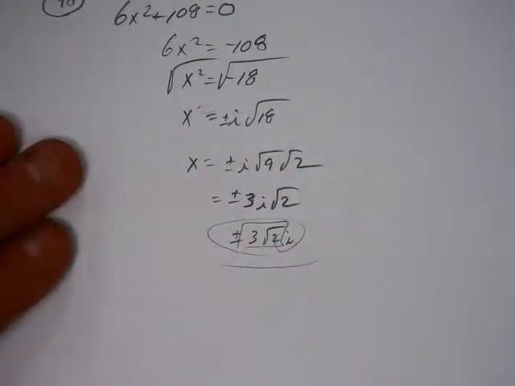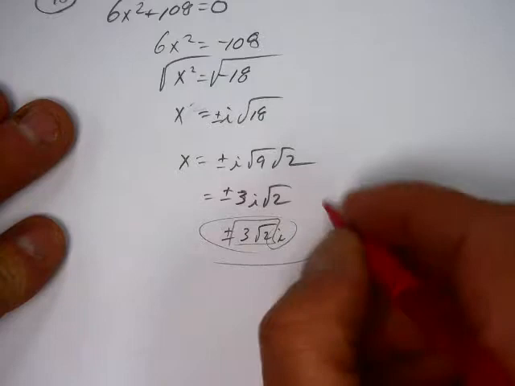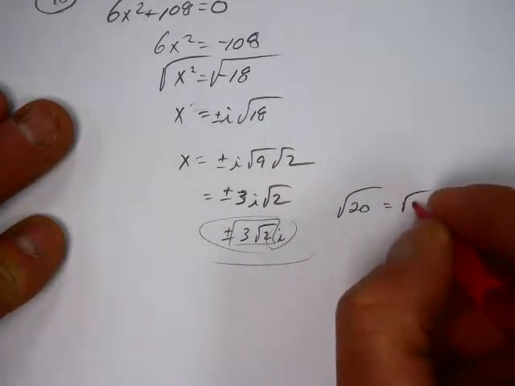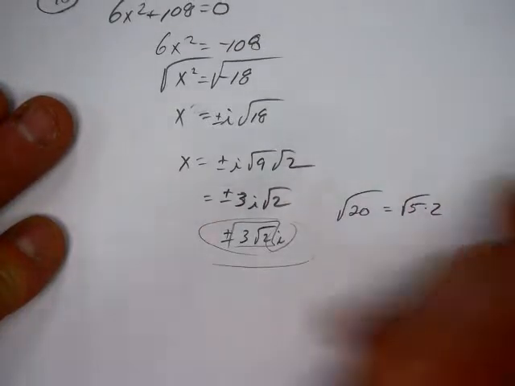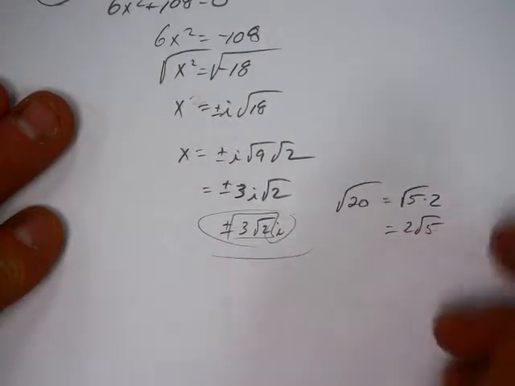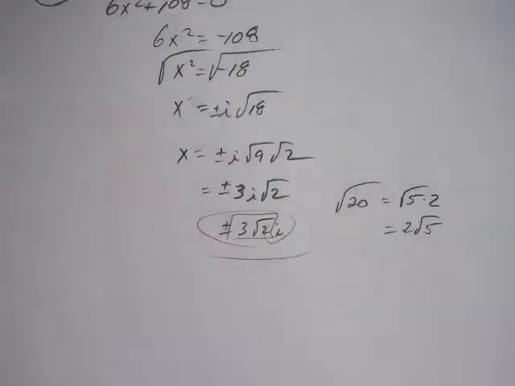Okay, potential confusion. Just like, say, if we had the square root of 20, we don't write that as square root of 5 times 2, you know, just because is that 2 underneath? We'll go ahead and write it 2 square root of 5. So we usually write the square root last for that reason.